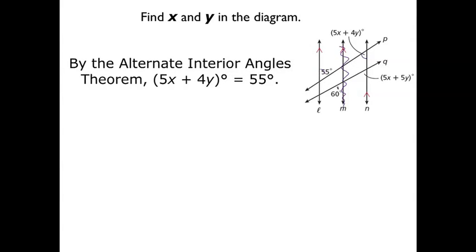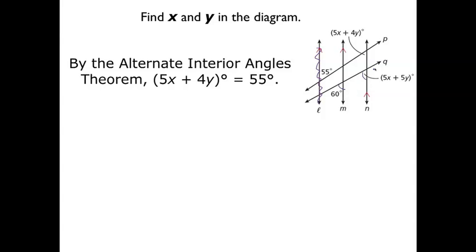Now, same idea, but I'm going to have to remove this stuff here. This time, I'm going to focus on line N and line M for my second equation. So I'm just going to ignore this line over here. I'm just going to focus on this angle, the 5x plus 5y, and this angle, the 60.